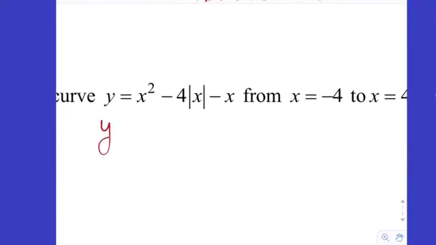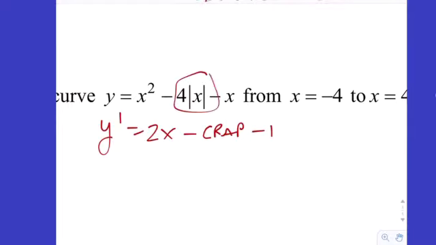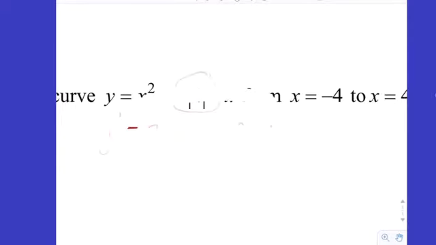All right. I know I need the derivative, so that's going to be 2x minus, minus 1. Whoa. Okay. How are we going to take the derivative of the absolute value of x? I can think of two methods.